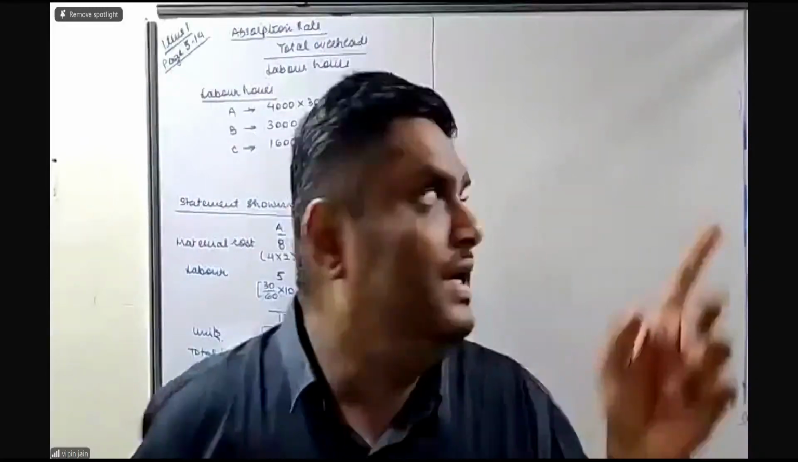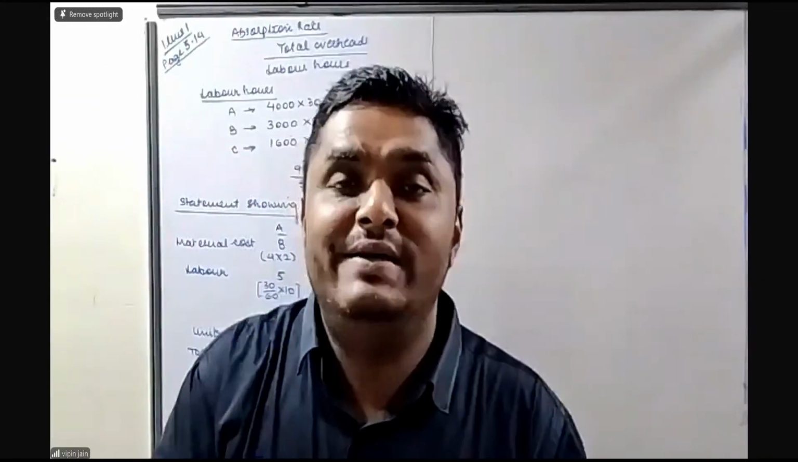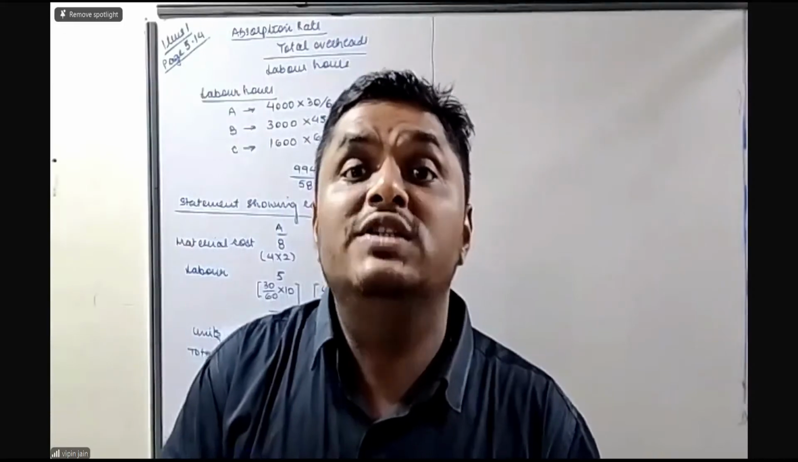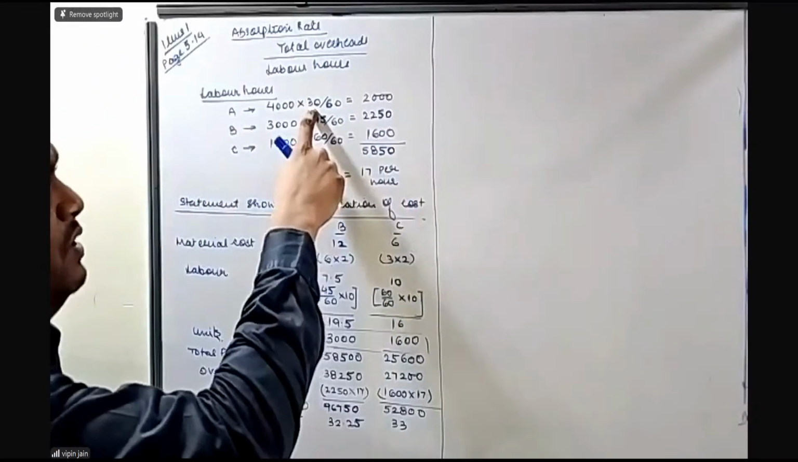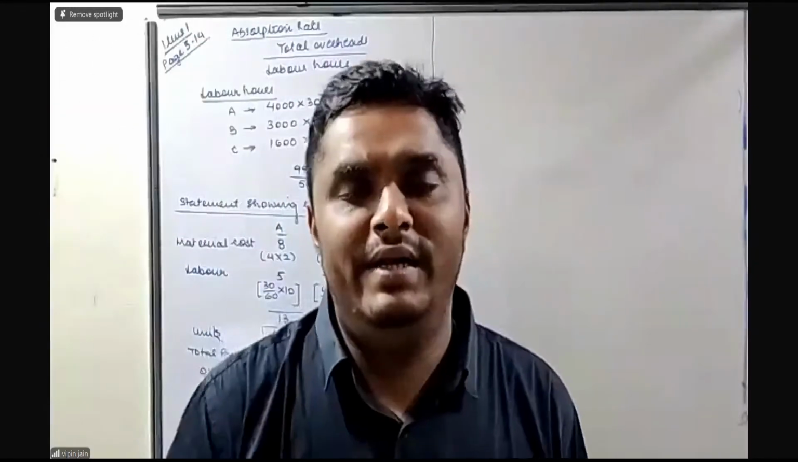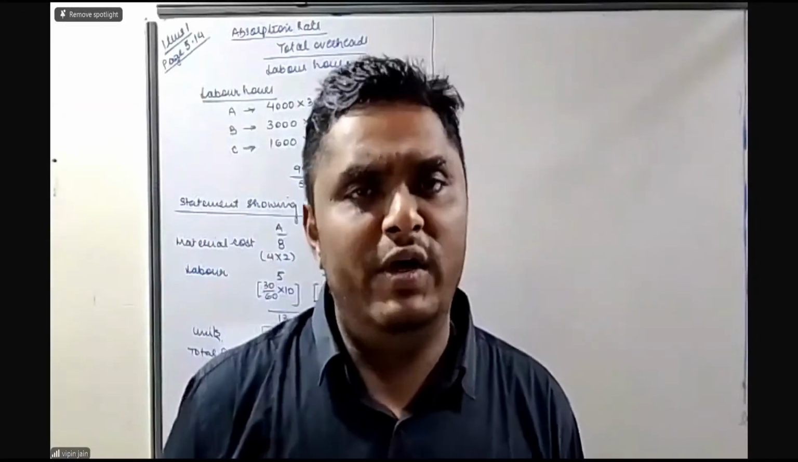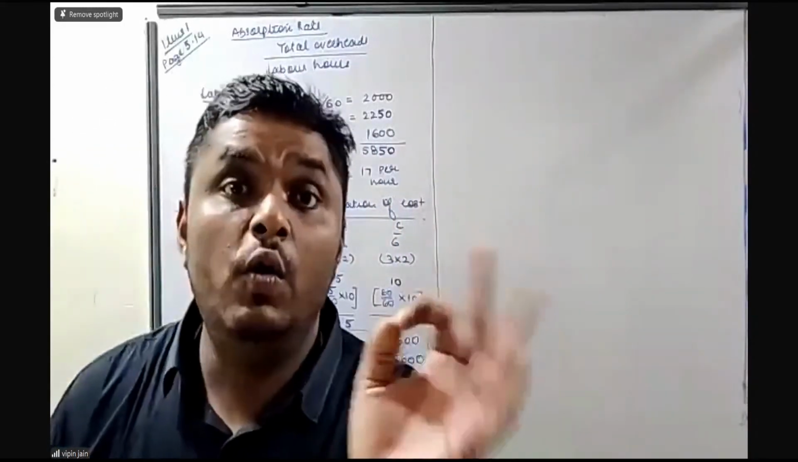17 is the overhead cost per unit? What is 17? This is the overhead cost per hour, not even per unit. 17 is what? The overhead cost per hour. So herein we have worked for 30 minutes. So the overhead cost will be how much? 17 into 30 minutes, that is 17 divided by 2, it will be 8.5. So 17 is the overhead cost per hour.